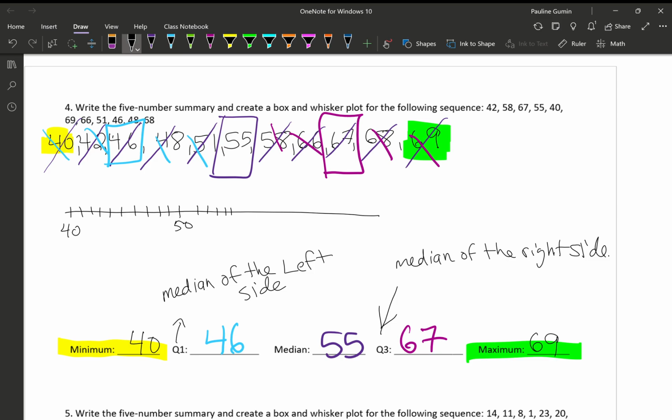1, 2, 3, 4, 5, 6, 7, 8, 9, 60. 1, 2, 3, 4, 5, 6, 7, 8, 9, 70.